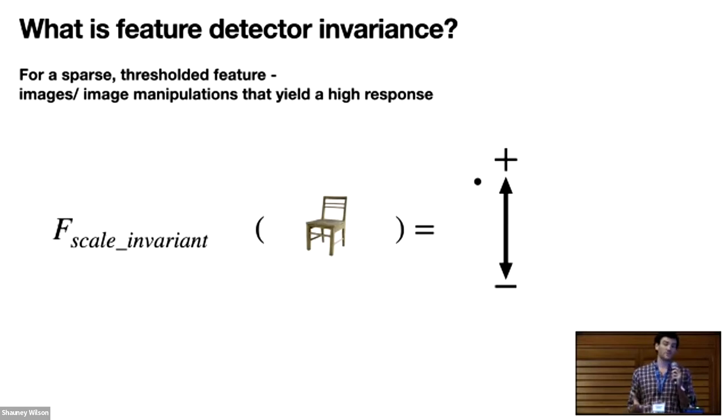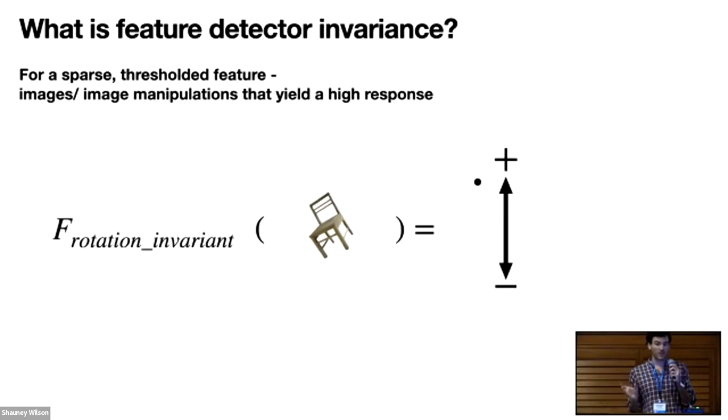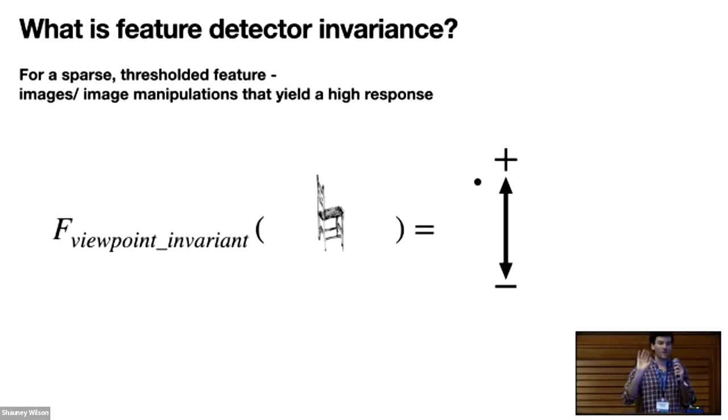So for neural features, which have sparse responses and are thresholded at the bottom, we can think of invariances as just the images and image manipulations that yield a high response for that feature, right? And some of these invariances are really pragmatically motivated, right? So like if we have a chair detector, we'd expect it to be scale invariant. It should be rotationally invariant. It really should be invariant to any affine transformation in pixel space. And maybe pragmatically similar, but computationally different, you'd want the chair detector to be viewpoint invariant.